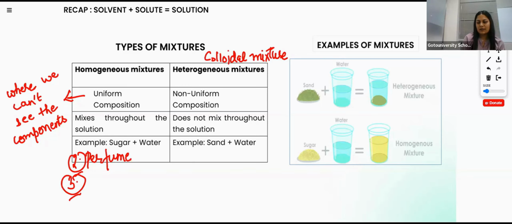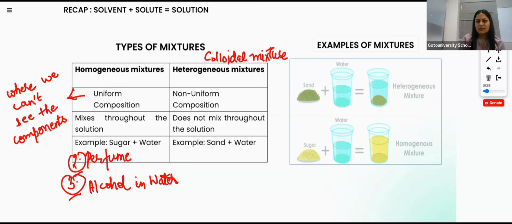What other example can you think of? Say alcohol in water. When you add alcohol in water, it becomes a homogeneous solution. That means a clear solution where you cannot see the components present in the solution, all right?